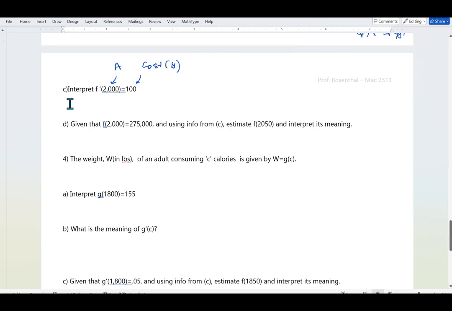So let's write that down. Interpret the meaning of f prime of 2000 equals 100. So the cost of building one additional square foot beyond the 2000 is $100.